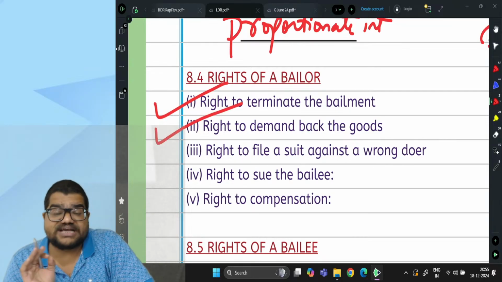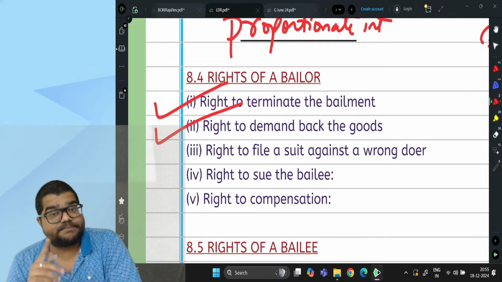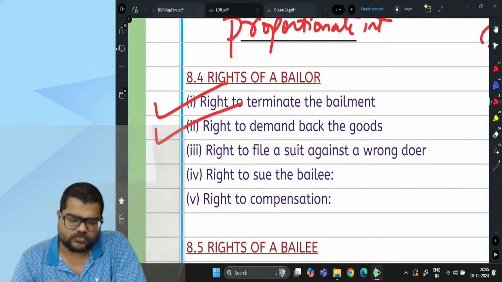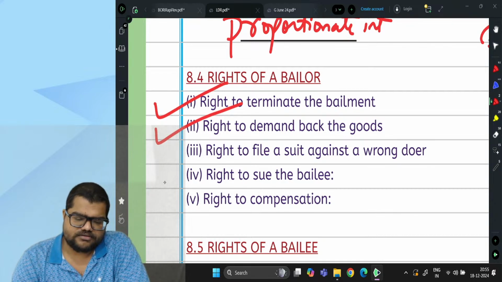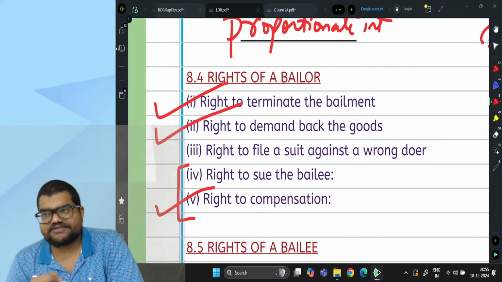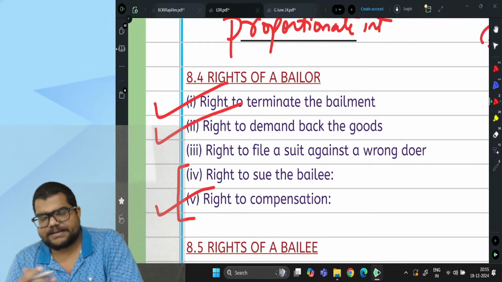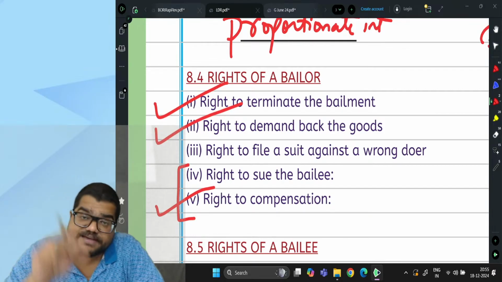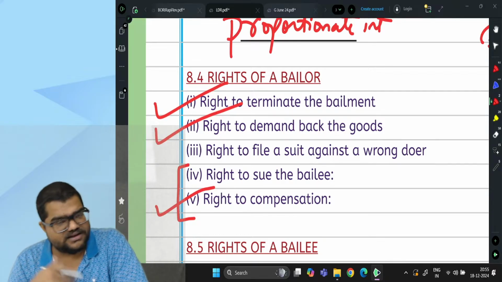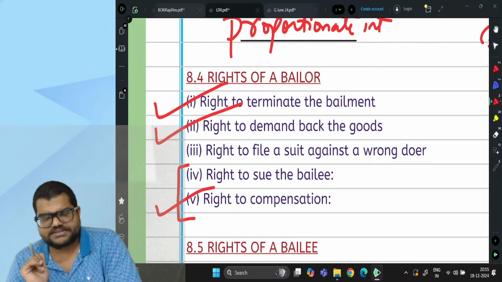Next, if it is gratuitous bailment, I can demand back the goods. Premature termination. Then fourth and fifth, right to compensation. Sir, if bailee does some unauthorized use and if there is some loss or some injury, I can obviously claim from the bailee the money. If he mixes my goods which are not separable, I can again claim the compensation from the bailee. So very easy point, I would say, right to compensation.